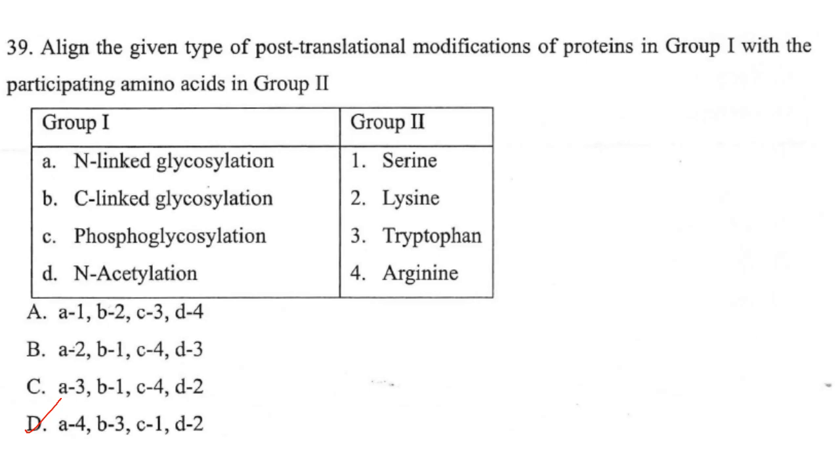The next one. Align the given types of post-translational modifications of proteins in group 1 with the participating amino acid in group 2. So N-linked glycosylation is arginine. C-linked glycosylation is for tryptophan. Phosphoglycosylation is for serine. And N-acetylation is for lysine, D2. So the answer here is option D.